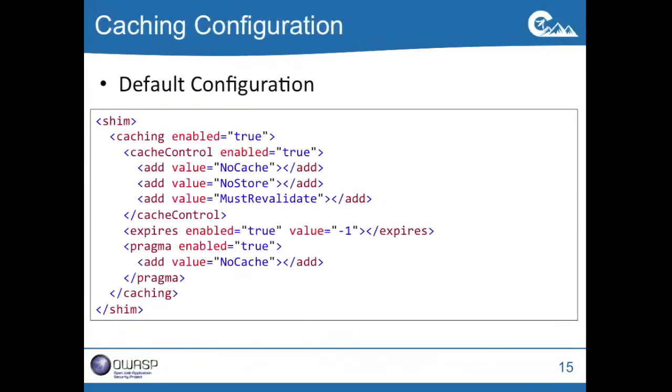So this is what the default configuration gets you. If you say shim enabled equals true in your web config, this is what you're going to get. You're going to get cache control enabled with no cache, no store, and must revalidate, and the expires tag on with a value of -1, and Pragma enabled to no cache.